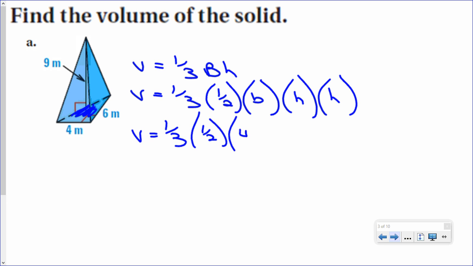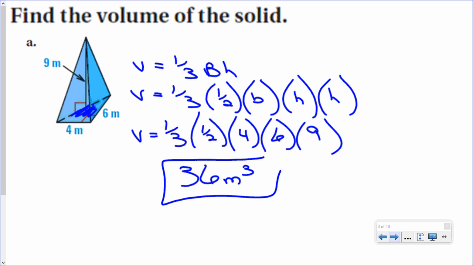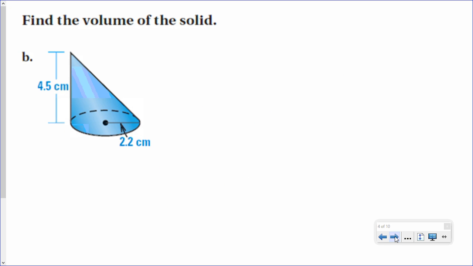Base of the triangle is 4. Height of the triangle is 6. Height of the object is 9. Right, and then final answer for this guy. After you multiply those out, oh, okay. So fractions. Here's what I do. You follow PEMDAS, so it's all multiply. I take 9 times 6 times 4. Hit enter. Divide that by 2. Push enter. Divide by 3. Push enter. And final answer would be 36 meters cubed. Volume is cubed.